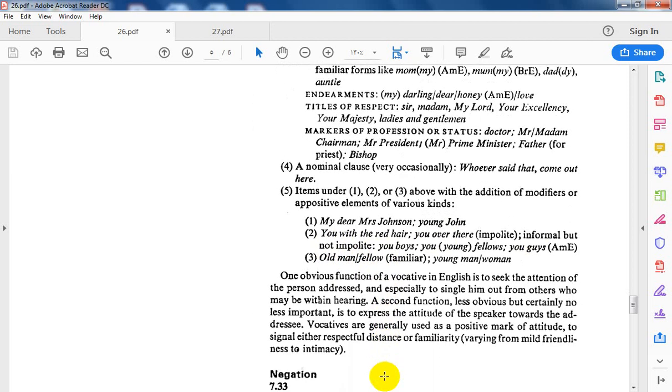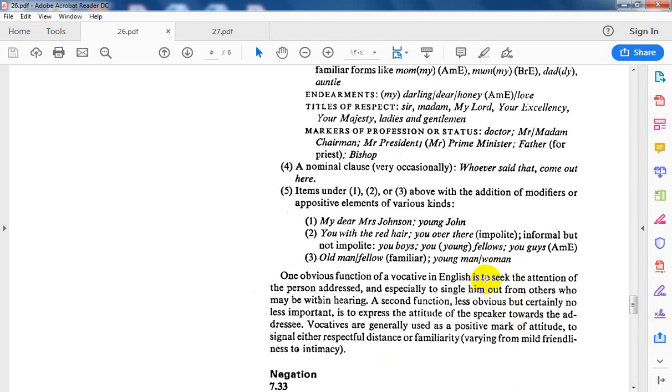We have old man, fellow, young man, young woman. Yeah, these are with modifiers, and these are the forms of the vocative. So what is the function of the vocative? Since it is optional, it is not within the tone unit of the sentence. What is the function of the vocative? I have more than one function for the vocative.